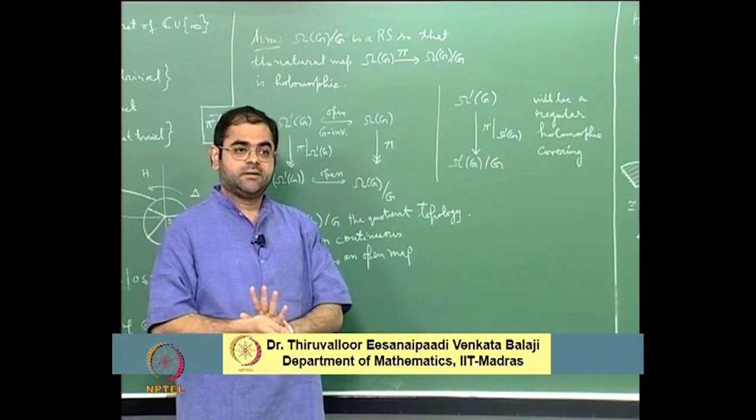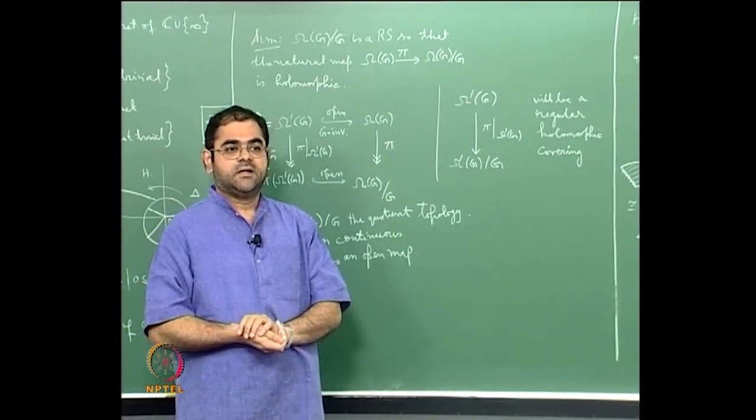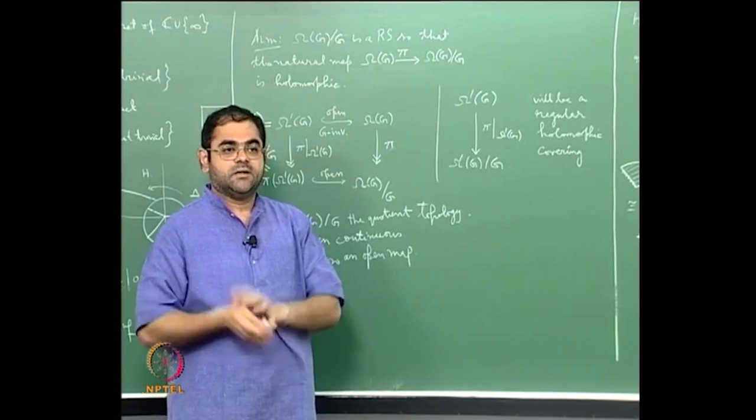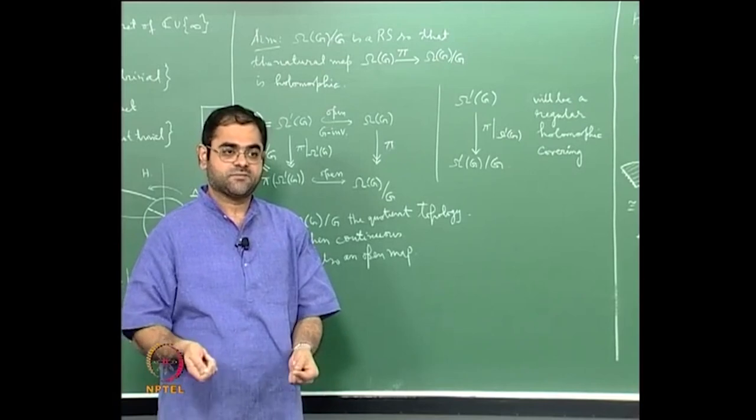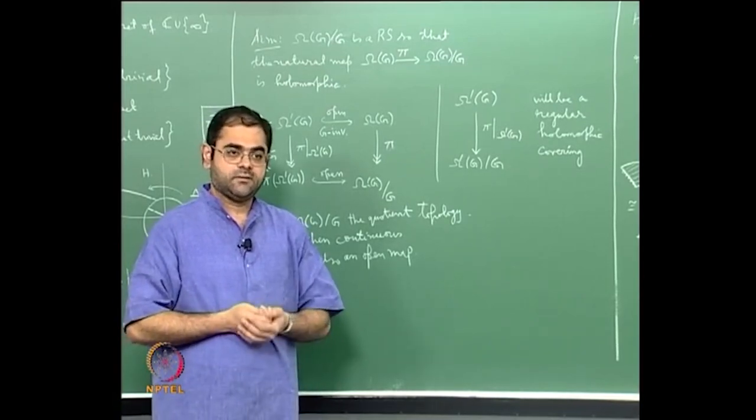Once I do that, then you can be convinced that upper half plane modulo PSL 2 Z is indeed a Riemann surface. Okay. So we will do that in the forthcoming lectures.